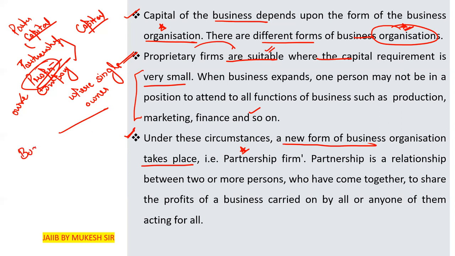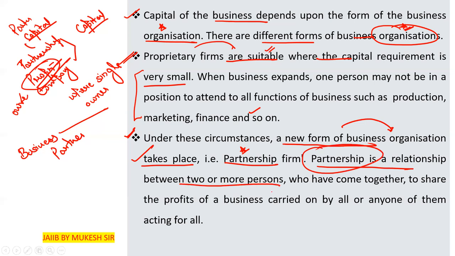So we need business partners. Under this circumstance, a new form of business organization takes place, that is the partnership form. Partnership is a relationship. So what is partnership? It is a relationship between two or more persons who have come together to share the profits of a business carried on by all or any one of them acting for all.